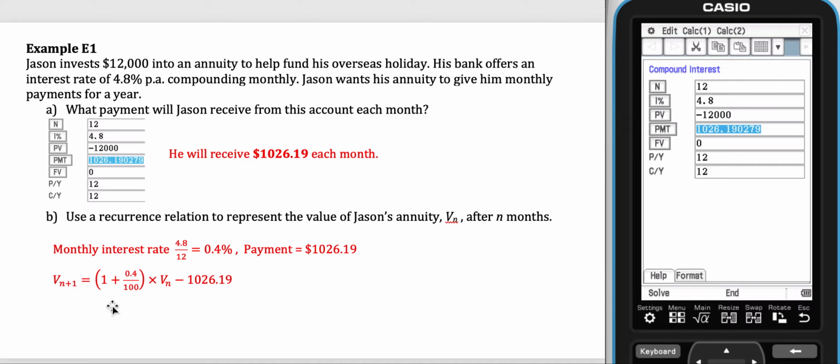So the structure of the recurrence relation is Vn plus 1 equals, and in this bracket we've got 1 plus the rate over 100 times Vn, so that's the interest, and then minus the payment that's being made each month, which is the 1,026. And so we can write our final answer by actually calculating what's in that bracket, that 1 plus 0.4 over 100. That ends up being 1.004. And don't forget that a recurrence relation also has to state what the initial value is, and so V0 equals 12,000 because that was the initial amount invested.